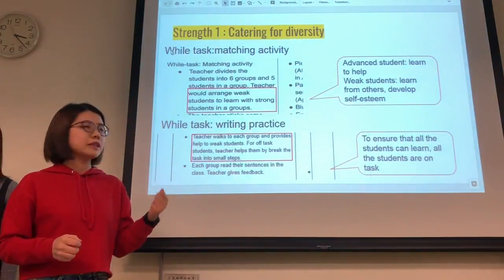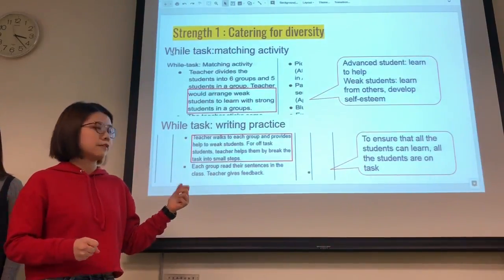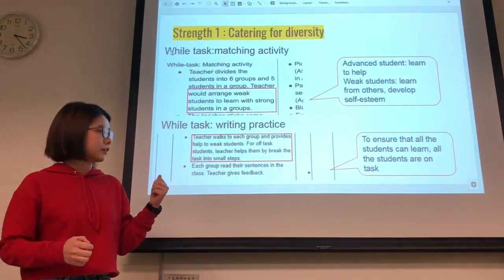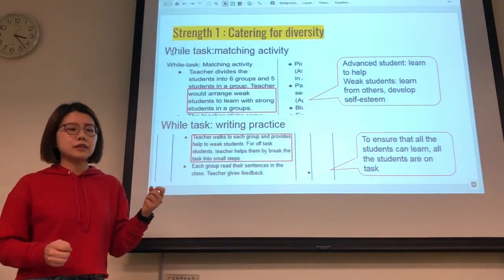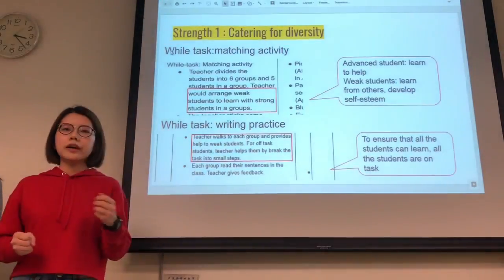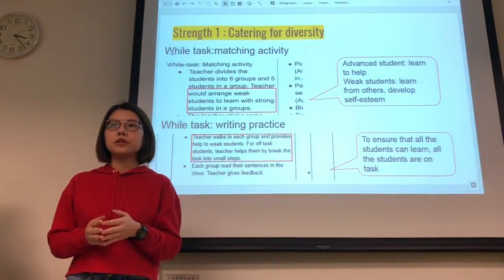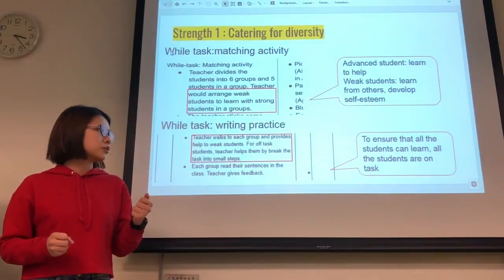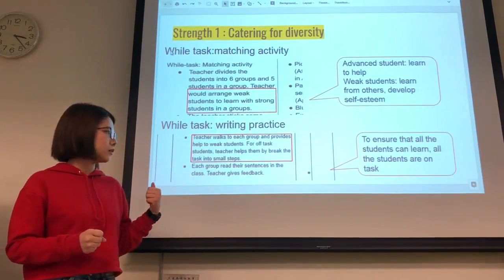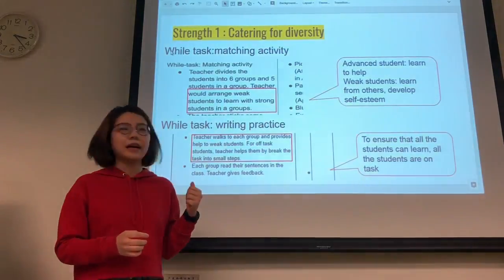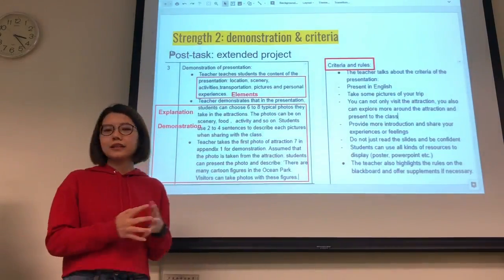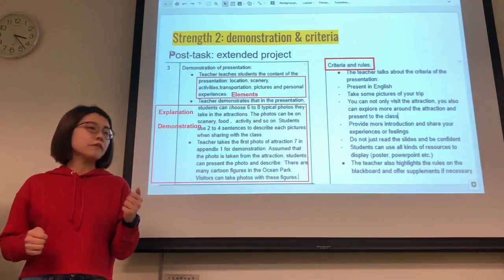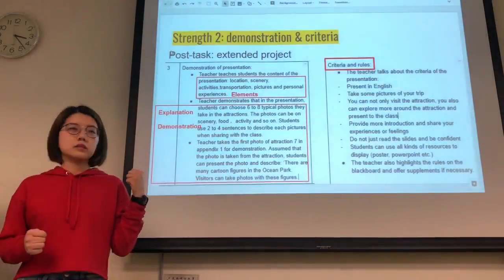And as for weak students, they can learn from the advanced students and develop self-esteem by fulfilling some relatively easier jobs in the group. And while completing the task, the teacher will help weak and inattentive students by breaking the task into small steps. So this can ensure all the students can learn from the task and all the students are on task.